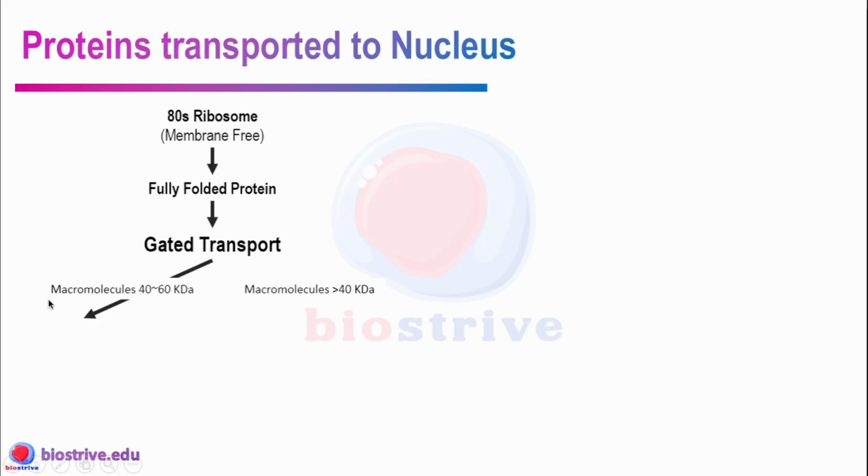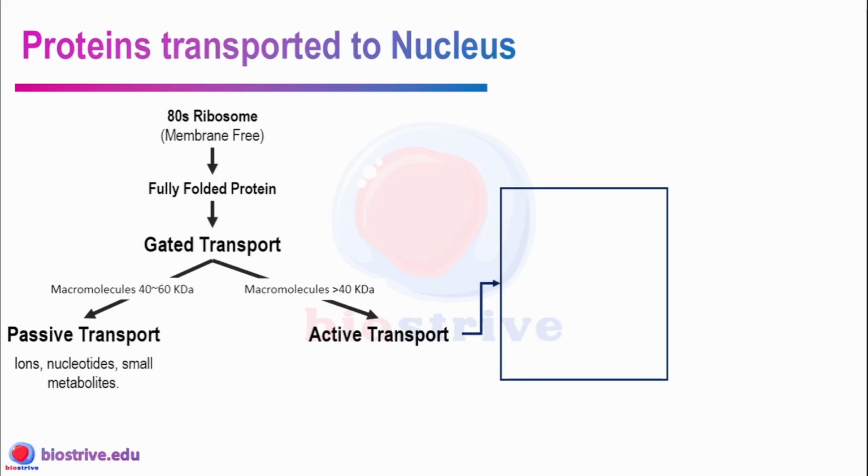If there are macromolecules of size around 40 kilodaltons or less, they will be transported through simple diffusion, which we call passive transport. Examples are ions, nucleotides, and small metabolites. There is no selectivity barrier for these molecules, and they can be easily transported through passive transport in an energy independent manner. If the size of the molecules is greater than 40 kilodaltons, we will transfer these through active transport, which means that there will be a utilization of energy.